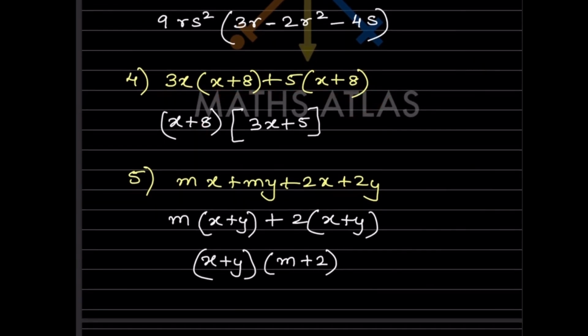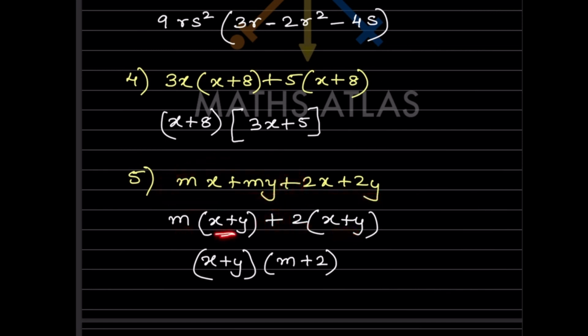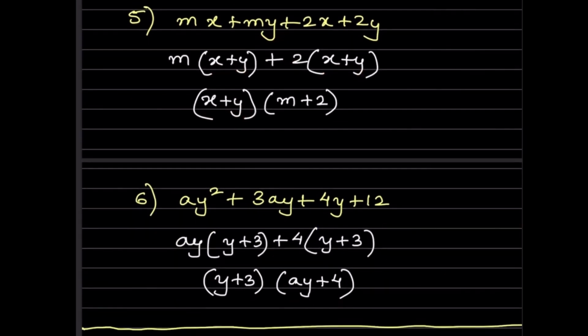Now here we have 4 terms: 1, 2, 3, 4. So what we will do, first 2 we'll take, and from that what is common is n, and what remains in the bracket is x plus 5. Now this sign, whatever after 2 terms is there, that should be same here. So now in the second group, 2 is common, and what remains in the bracket is x plus 5. So now what you can see, this is x plus y, and this also is x plus y. So x plus y you will take here, and what remains is n plus 2. So this is the answer.